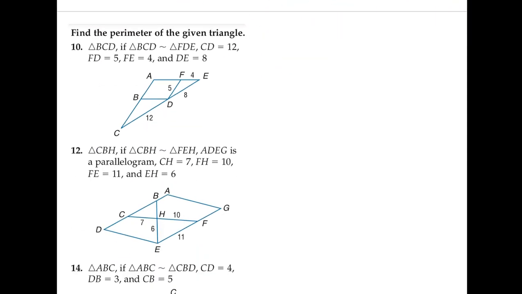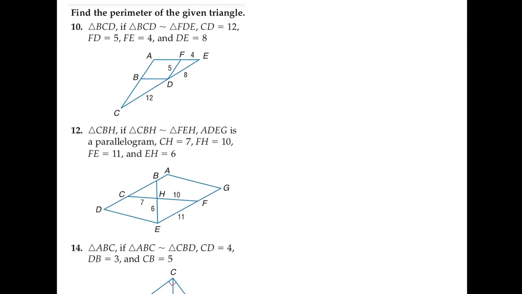Okay, let's do the next ones. Find the perimeter of the given triangle. So we want to find the perimeter of BCD, that's this triangle down here in blue, and it tells us that BCD is similar to, and I'm going to mark the angles, so B and F, and D and C. Whoops, sorry, I did D in the wrong triangle, so D in this triangle, and C in this triangle, and then E in this triangle, and D in this triangle. So those are what correspond.